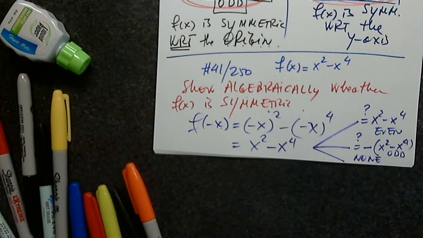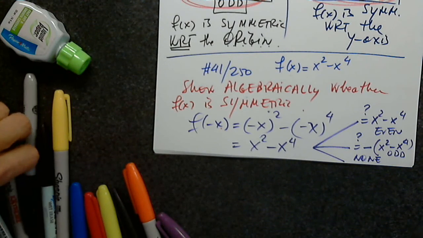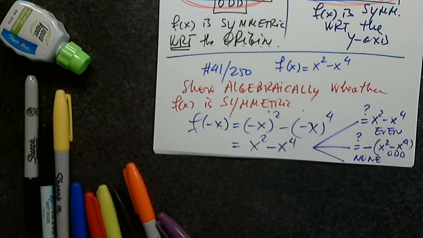So if you say that f of negative x is identical with the function, then the other two disappear, and the answer is yes, it's even. If you say this is basically negative x squared plus x to the fourth, then it's odd. If none of the above, then the function is not symmetric and we have more work to do when we graph it. So which one is yes?